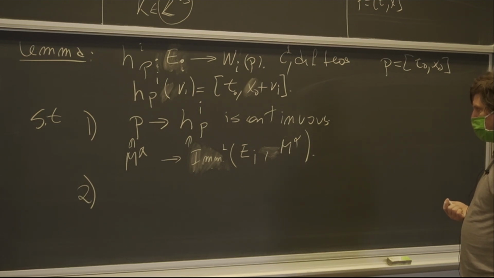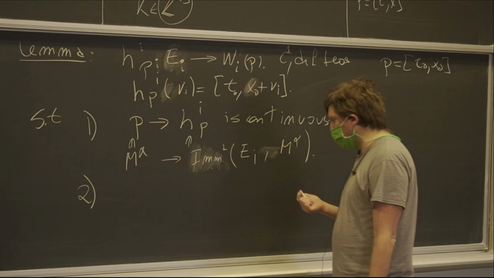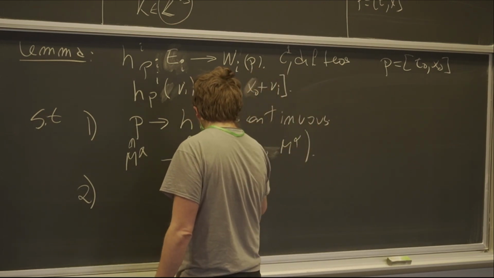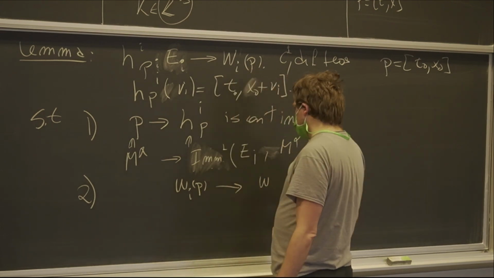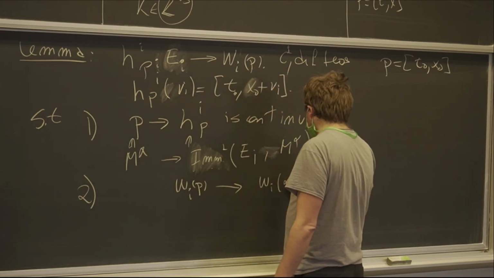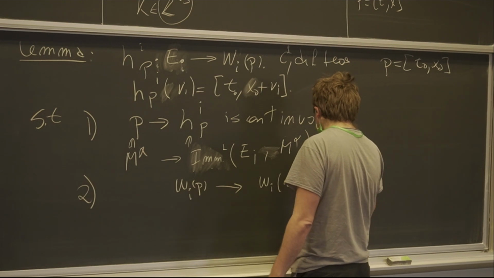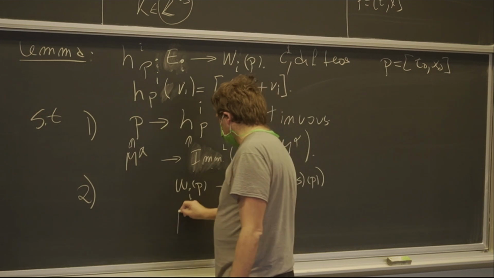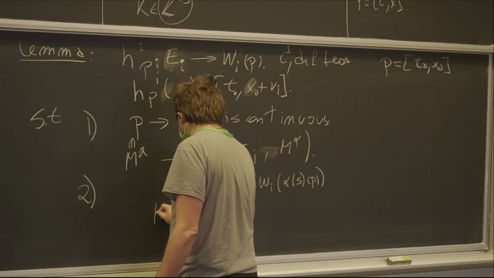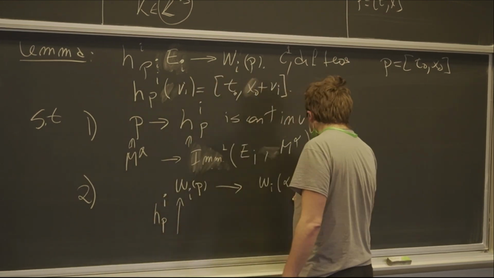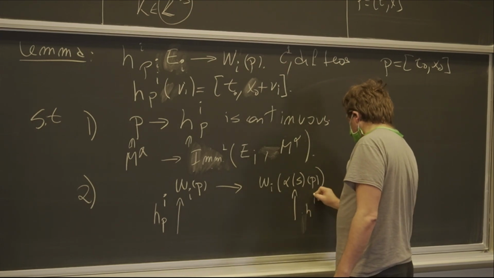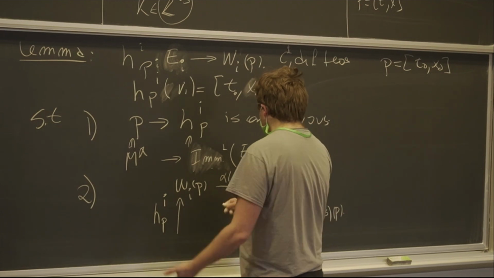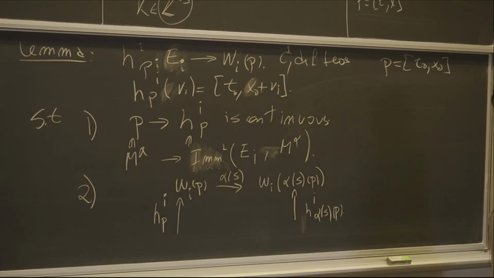It's not so important. Now next is the diagram commutes. So what is the diagram commuting? I'm going from Wi of p into Wi of alpha s of p. Here I'm going with hp. Here I'm going with h alpha of s of p. Here is the map alpha of s, so the flow is mapping this guy to this guy.